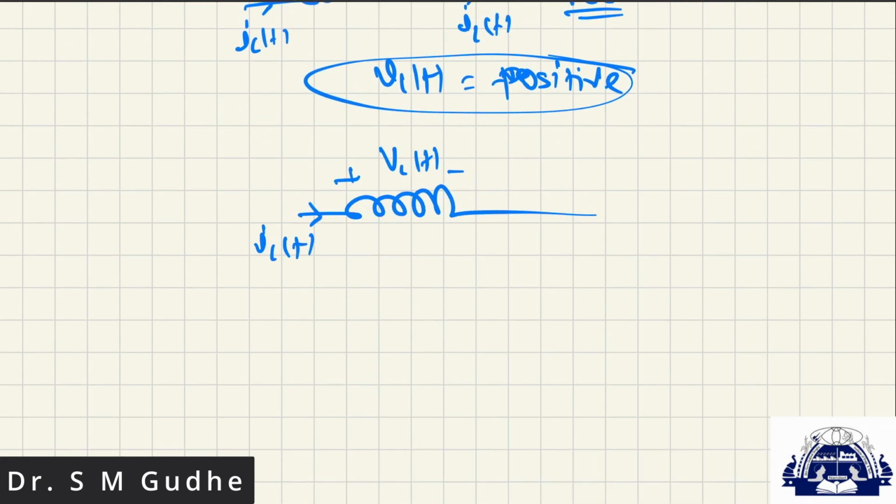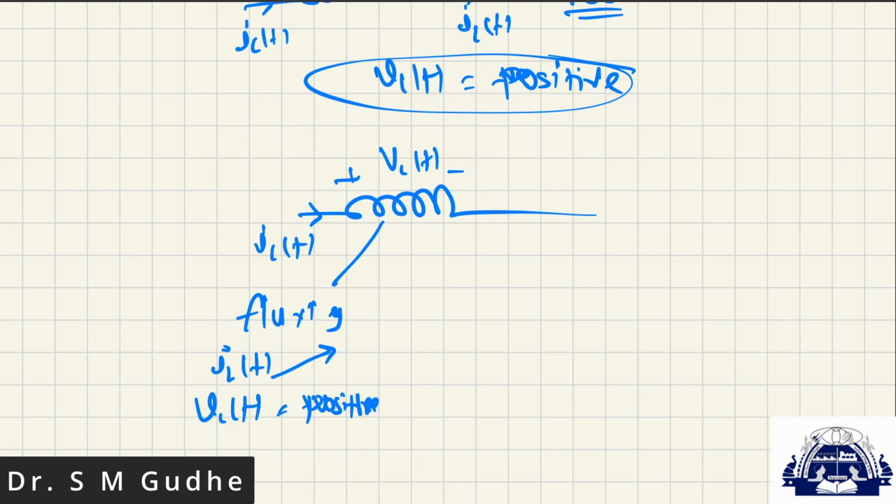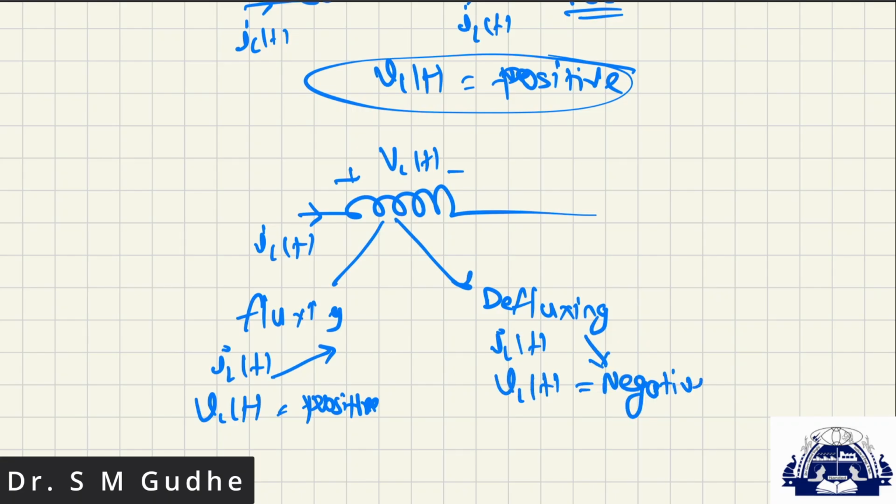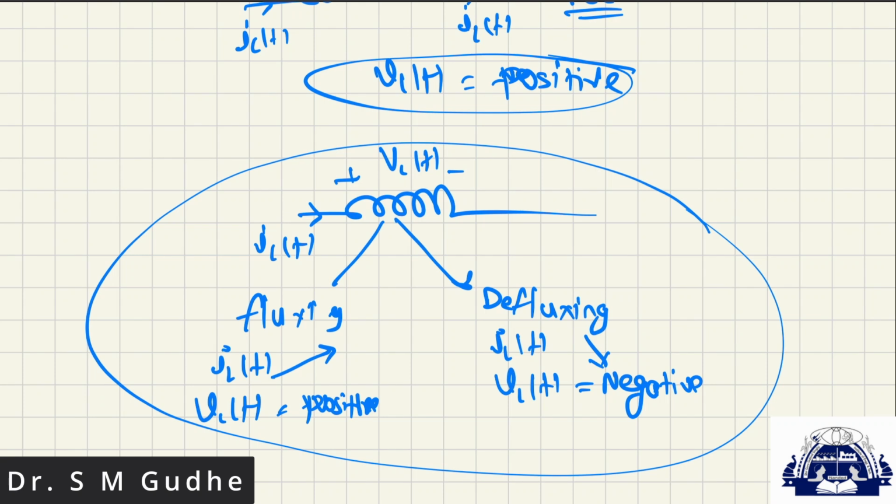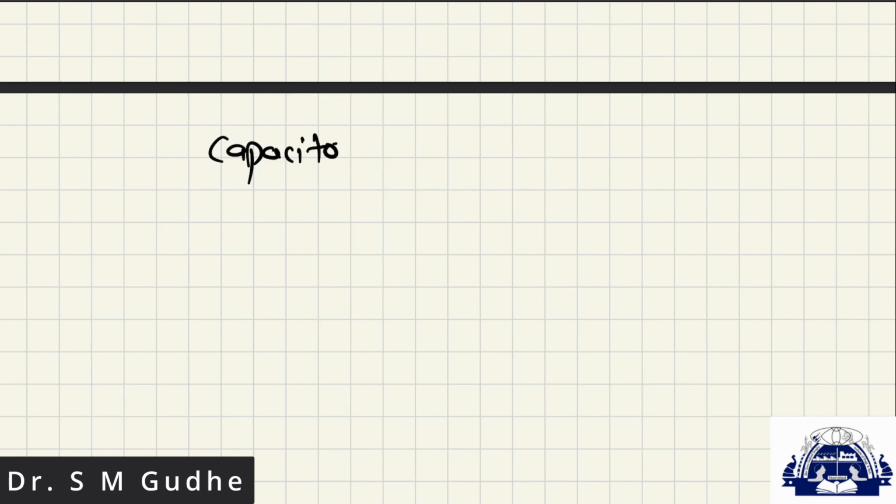During fluxing, we will say IL of t is an increasing function, linearly or exponentially, and VL of t is positive as it is. And during defluxing, we will say IL of t is a decreasing function and VL of t is negative. If you use this formula, your KVL in the circuit will never be wrong. So let's move to the capacitor.